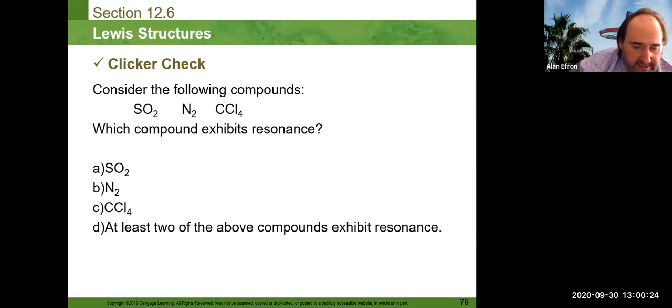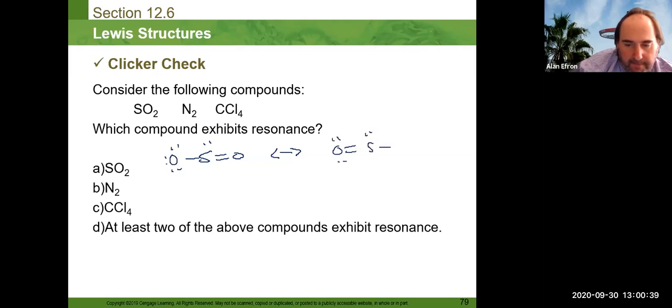Which of these can exhibit resonance? We drew this one earlier, and this is the one that can exhibit resonance structure. Again, we could draw the double bond left or right, so that's one of the ones we drew earlier. N2, as we also drew earlier, ends up with a triple bond, and there's no real chance of resonance structure there.